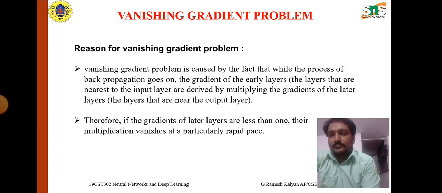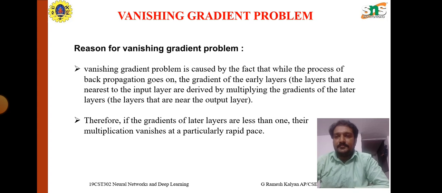What are the reasons exactly for this vanishing gradient problem? Vanishing gradient problem is caused by the fact that while the process of backpropagation goes on, the gradients of early layers, that is the layers nearest to the input layer, are derived by multiplying the gradients of the later layers, the layers near the output layer. Therefore, if gradients of later layers are less than 1, the multiplication vanishes at a particularly rapid pace.